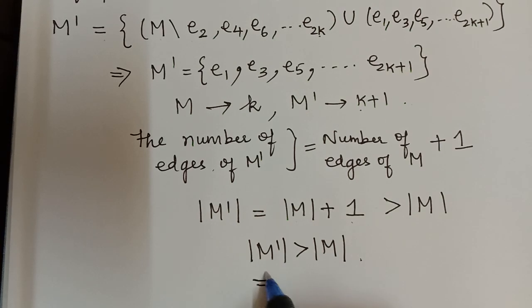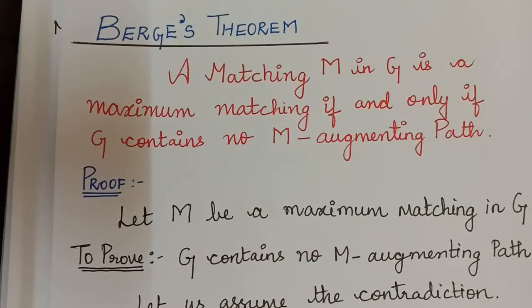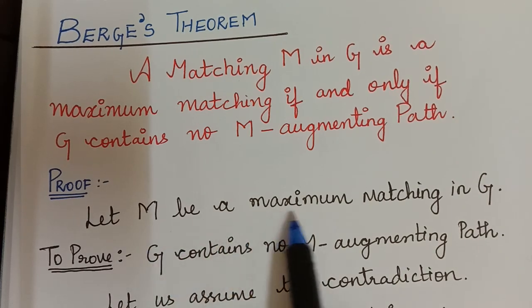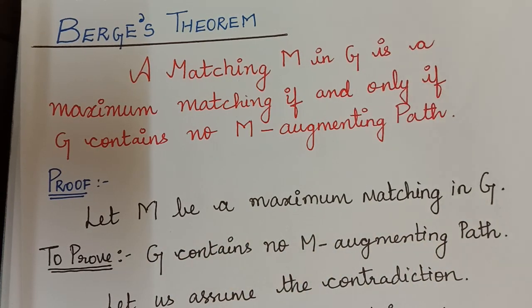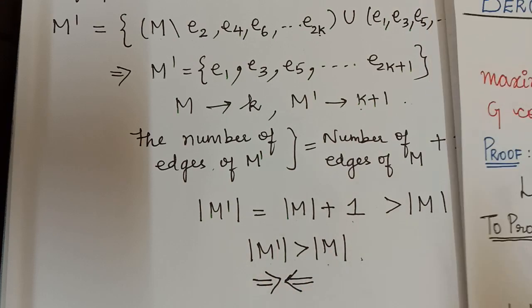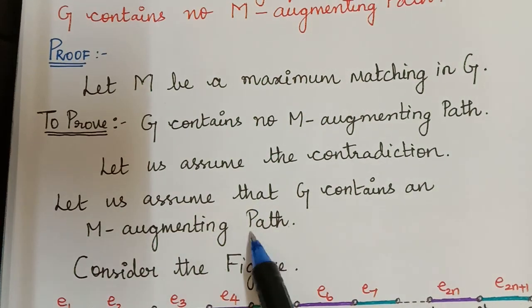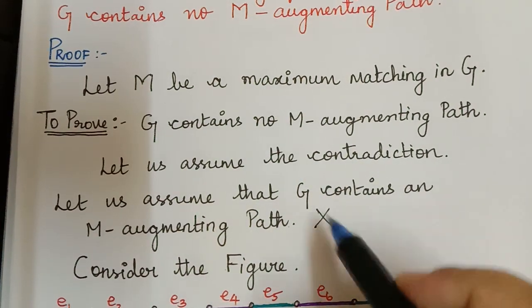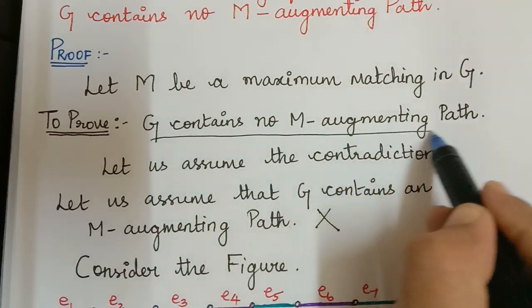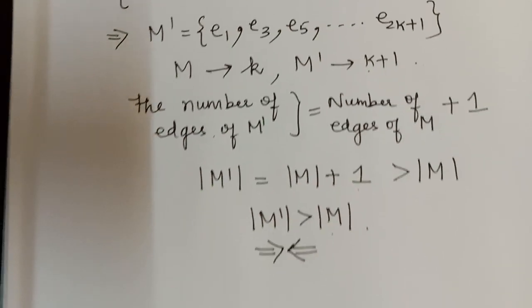But this becomes a contradiction, because we have considered a matching M which is the maximum matching. So in the beginning, we considered a matching M to be a maximum matching in G. But we arrive at a contradiction that there is another matching M dash whose cardinality is greater than M. So this contradiction proves that our assumption that G contains an M augmenting path is not true. So therefore, G must contain no M augmenting path. So we could conclude this here.